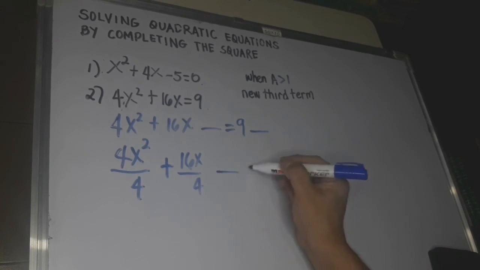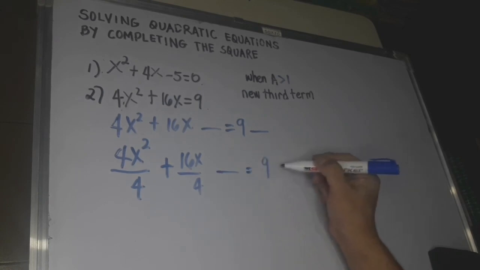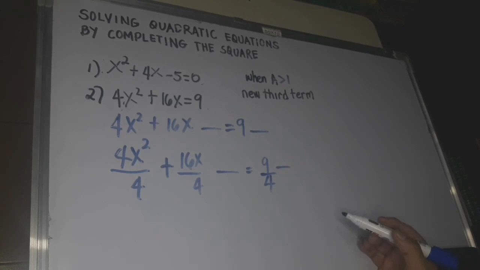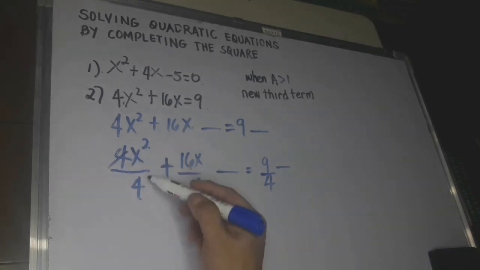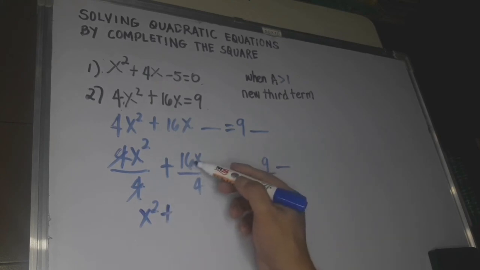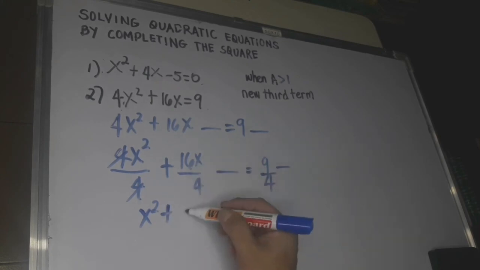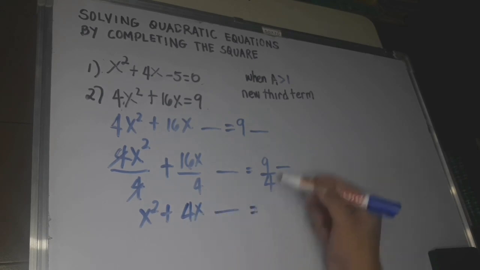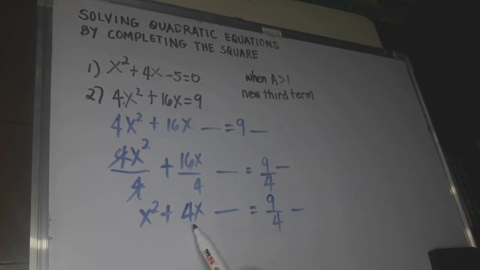The third term here, 9, is divided by 4. Then this is cancelled out. What is left here is x squared plus 16x divided by 4, which is 4x. Then the third term, 9 divided by 4, is 9/4.